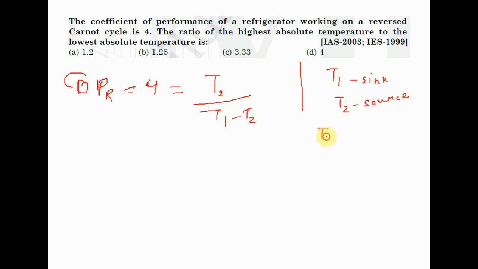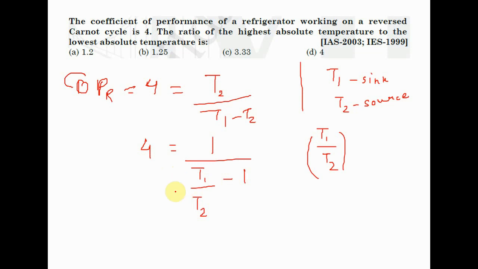So we have to find the ratio of highest absolute temperature, that is T1 upon T2. This value we have to find as the calculation. Okay, this ratio we have to find. So this equation we have, 4 is equal to T2 upon T1 minus T2. You divide this equation by T2 on numerator and denominator. So you will find it equal to 1 upon T1 upon T2 minus T2 by T2, which is 1.